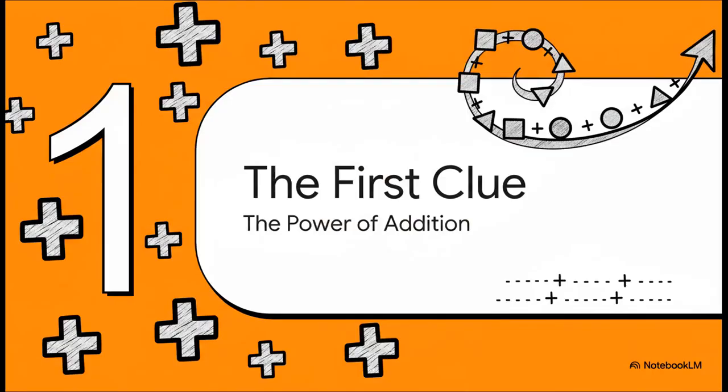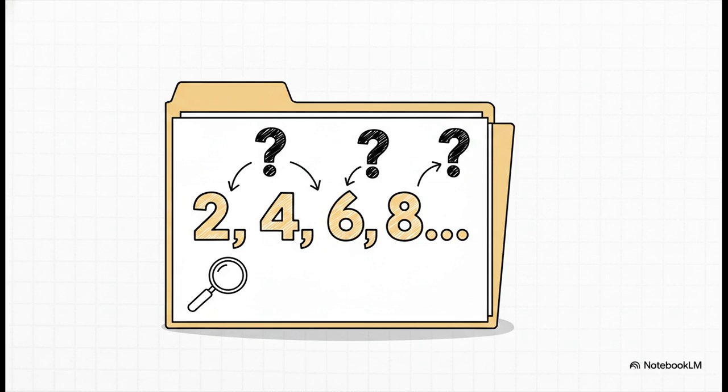Well, the first and most common type of code you'll find is based on the power of addition. A ton of sequences are built just by adding the same number over and over and over again. Let's investigate. Here we go, case file number 1: 2, 4, 6, 8. Now, it might look simple, but this is where we learn the most important technique. Just ask yourself, how do we get from 2 to 4? And then from 4 to 6, from 6 to 8?